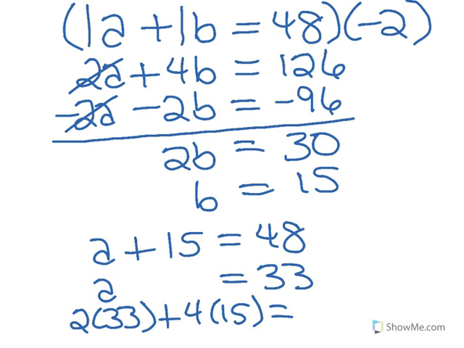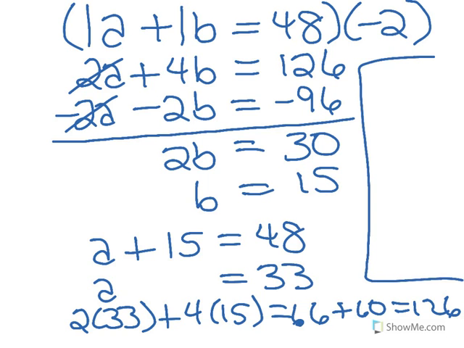Well, 2 times 33 is 66. 4 times 15 is 60. And 66 plus 60 is indeed 126. So, our answer is correct. Of course, you need to write your answer. And the answer is that we sold 33 student tickets and 15 adult tickets.